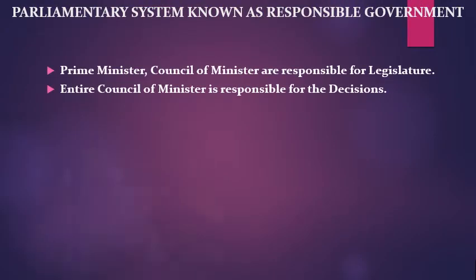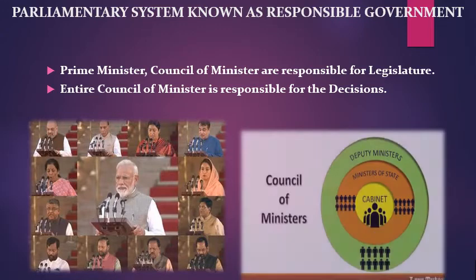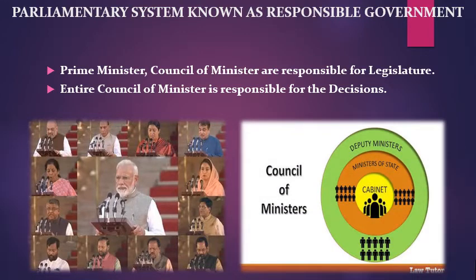The Prime Minister and the Council of Ministers is responsible to the legislature for all their actions and policies. It means that the Council of Ministers has to work with the legislature. It is for this reason that the parliamentary system is known as responsible system of government. The entire Council of Ministers is responsible for the decisions.